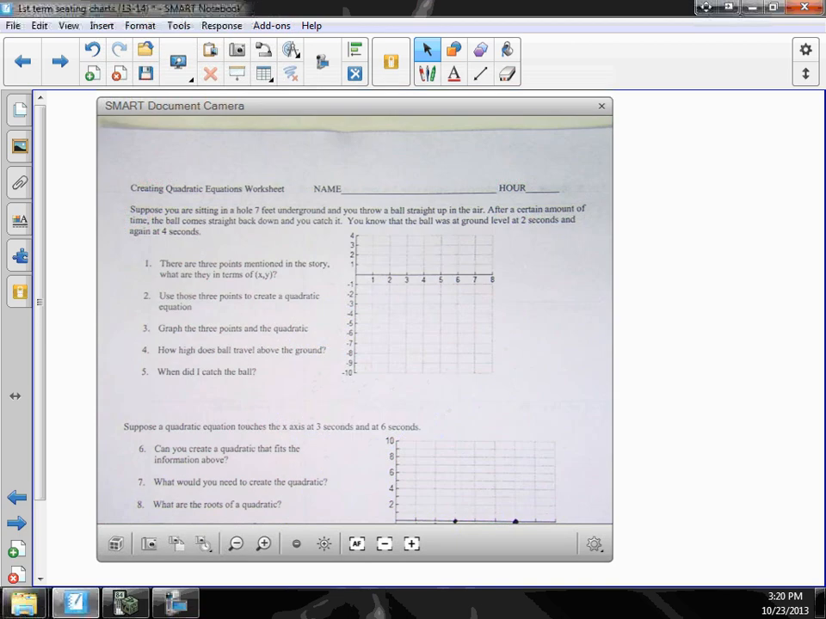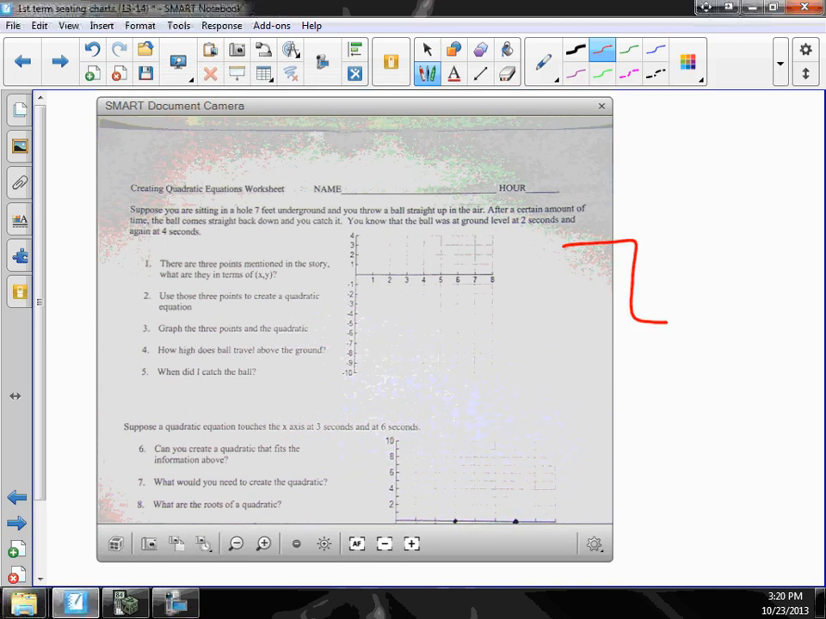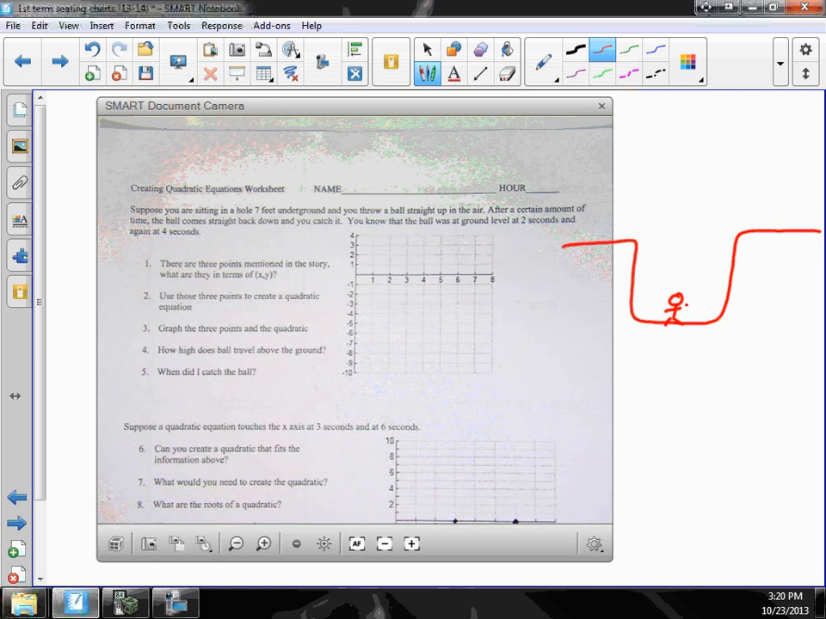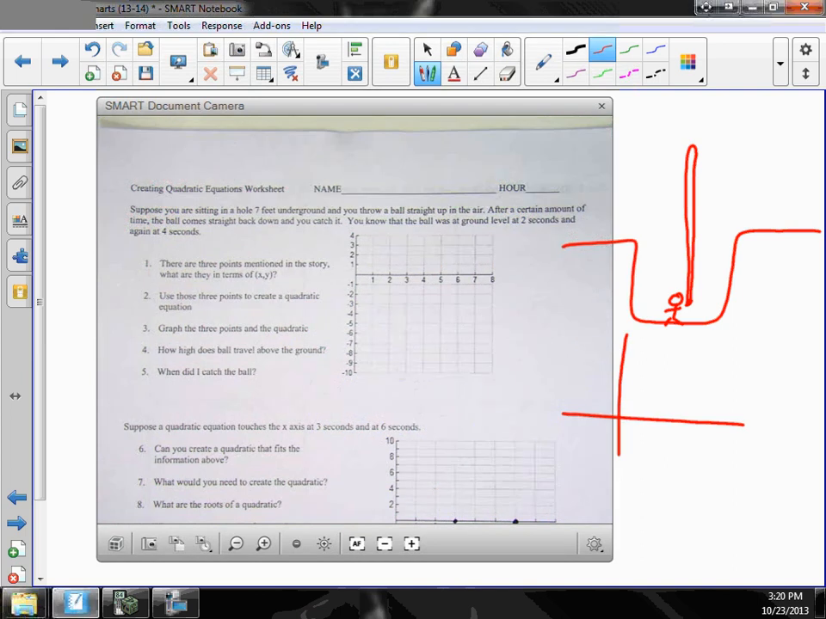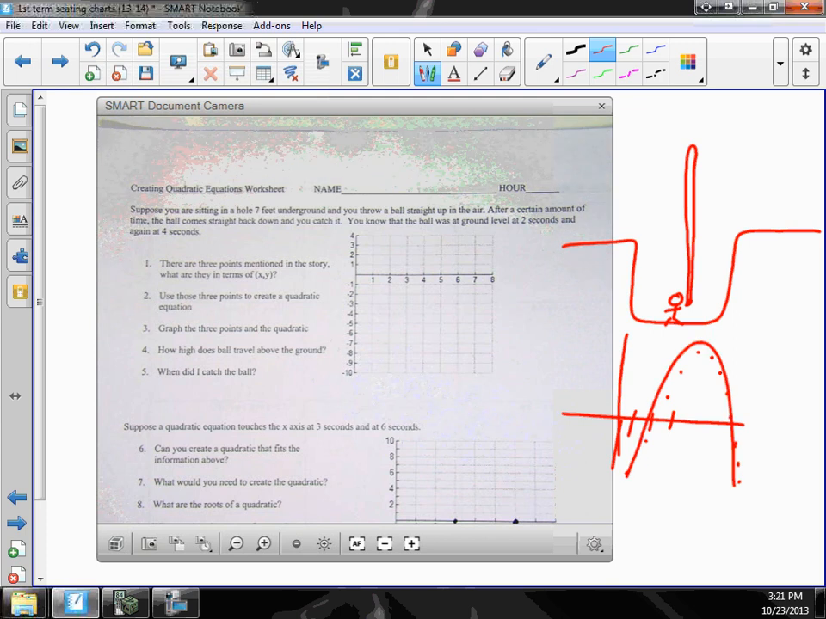So if we were to draw a picture of that, you're in some hole in the ground. You throw a ball up in the air, and it turns around and falls back down and you catch it. If we were to graph that, it would look something like this. The ball's going to start down, and every second it's going to go up. Eventually, it's going to max out and begin to fall again, and that shape is going to be parabolic.